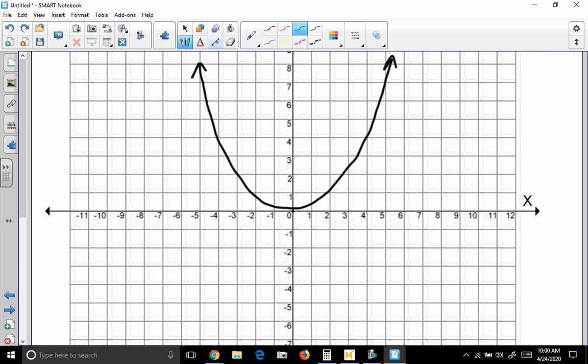Now here they ask, is this a function or not? And if we were to draw vertical lines, every vertical line is going to touch at most one point. So this one is a function.